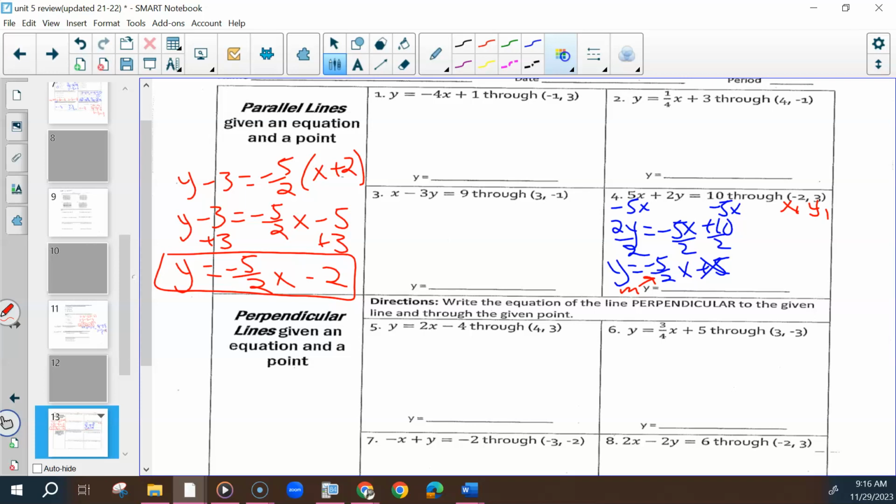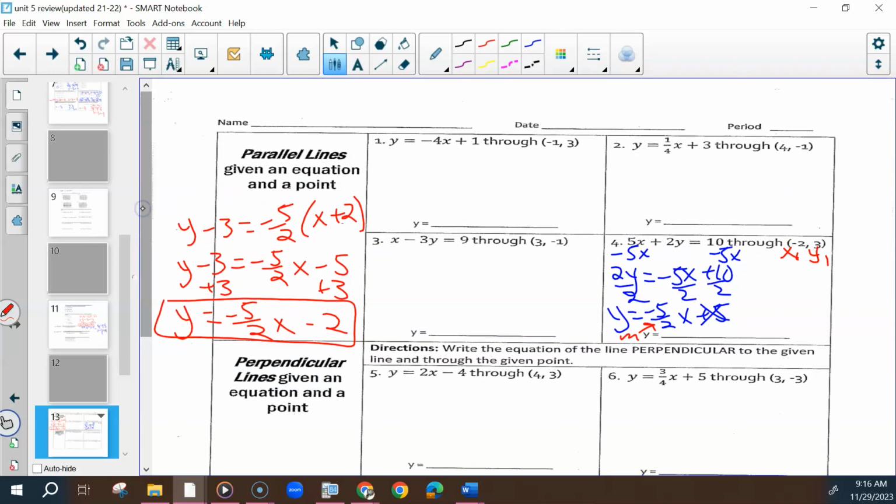Other questions on this page or the last? Number 2 on this page or the last page?